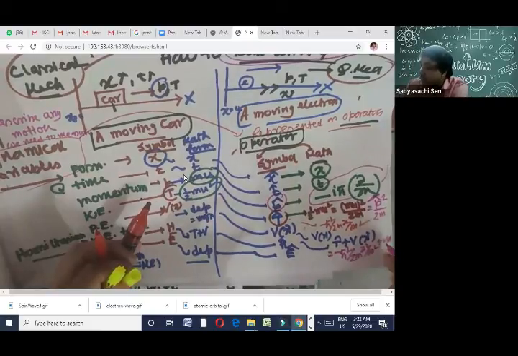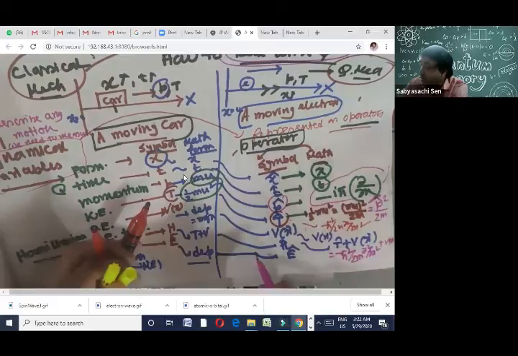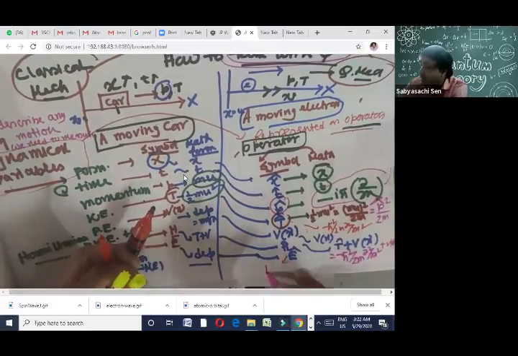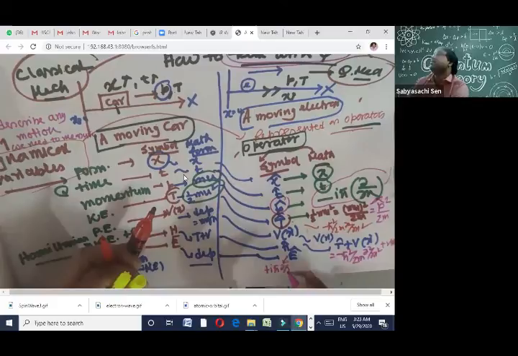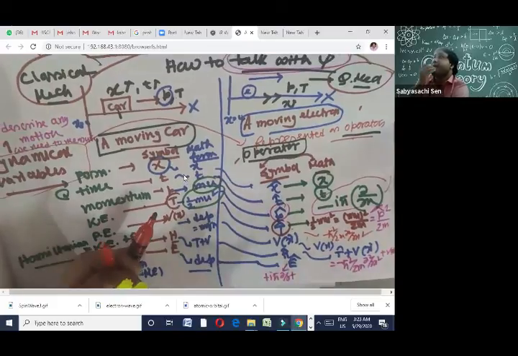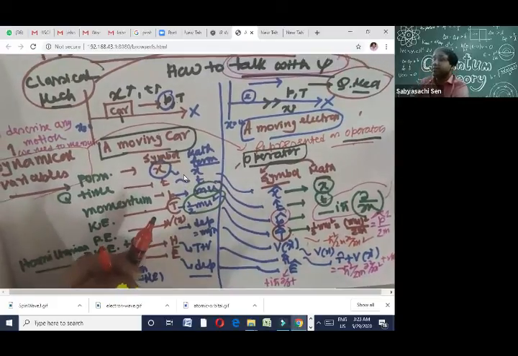plus V of x, and energy is a slightly different operator. The energy operator is plus i h cut del t. Okay, so this has been the list.